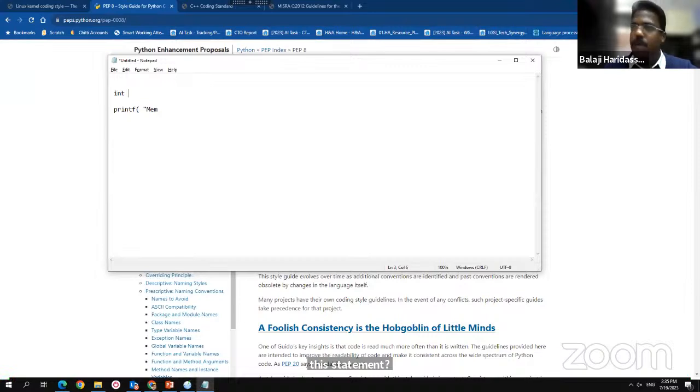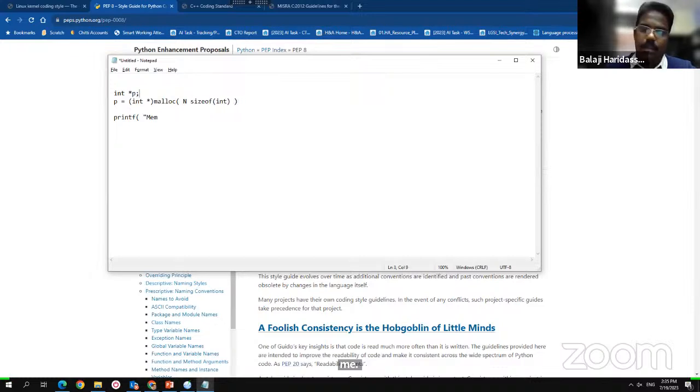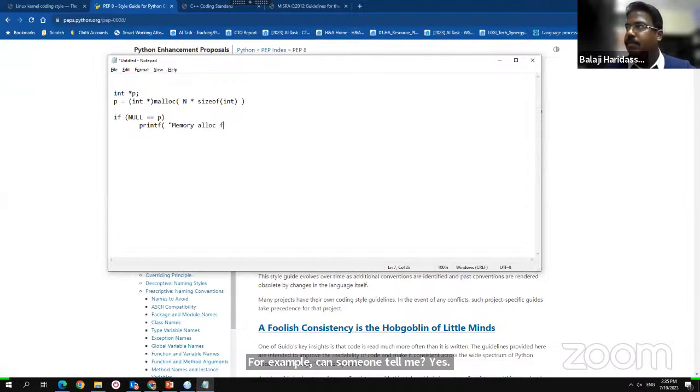Let's say I try to allocate memory. Let's say something like this. It's been a long time since I coded, but please excuse me. Let's say I'm trying to allocate n integers in the code. For example, can someone tell me, if NULL equal to p? What do you think about this print? Anyone?